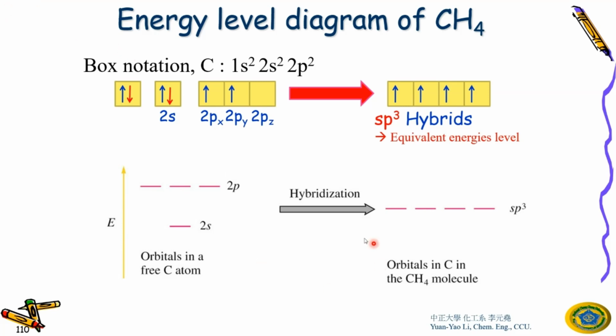So these 4 hybridized orbitals need to form chemical bonds with hydrogen. This is the orbitals of the carbon atom in the methane molecule. And we understand the energy of 2p is larger than the energy of sp3, which is larger than the energy of 2s.